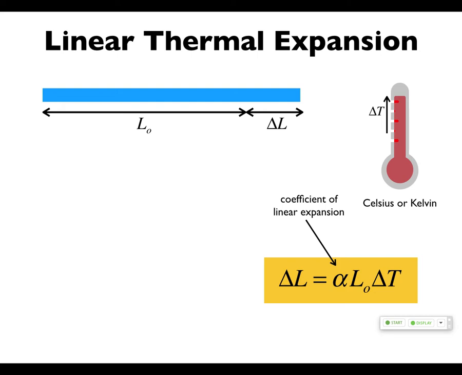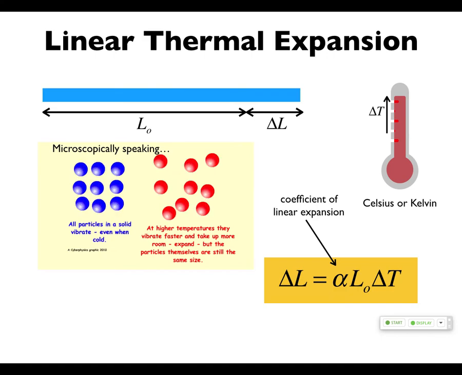All right, and guess what that depends on? On the material, right? Yeah, the material. Because if this is like metal, it expands differently than if it's concrete, which expands differently than if it's plastic, and so on and so forth. So alpha depends on the material, all right?